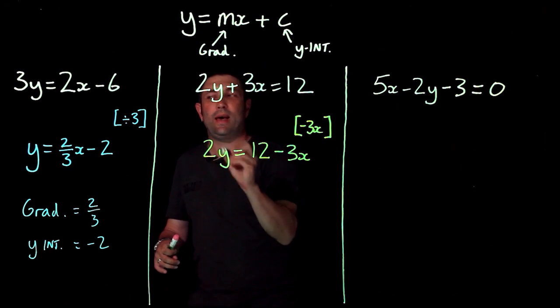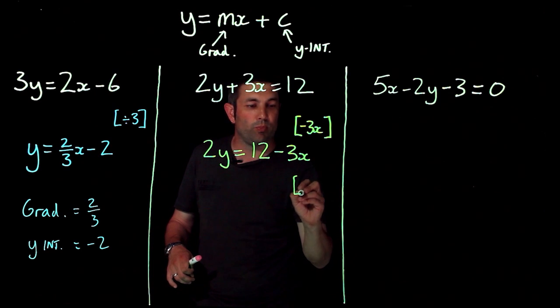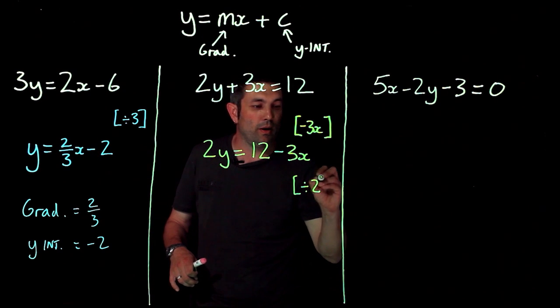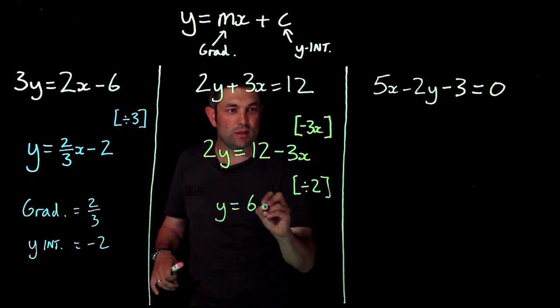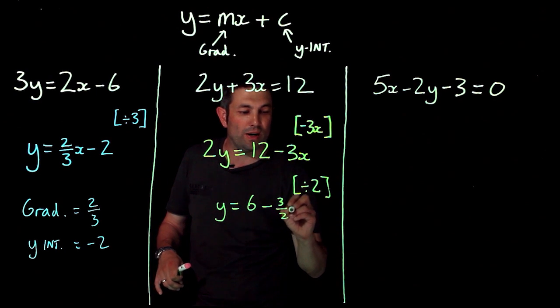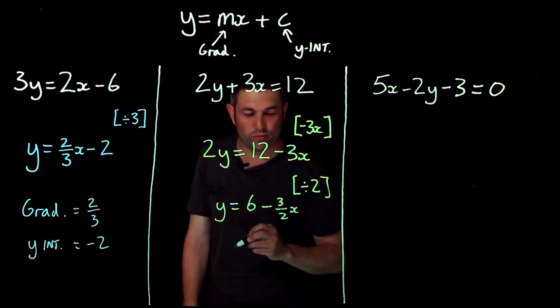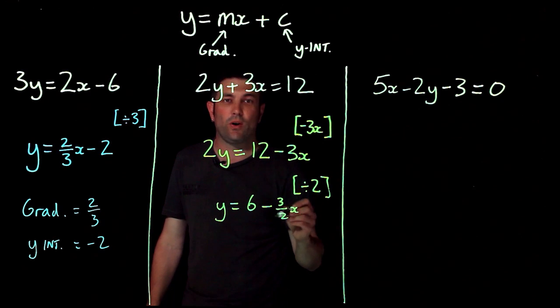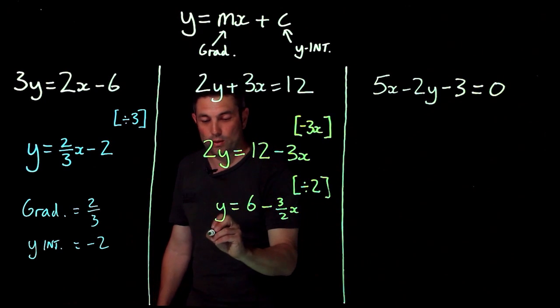Now, again, I've got two y's. Where I had three y's over here, I've got two y's here. So you've probably guessed we're going to divide by 2. So y equals 6, take away 3/2 x, and I'm going to leave it as a fraction again. If you wanted to put 1.5, that's absolutely fine, it doesn't really matter. But with these equations, I find it's a little bit better to leave it as fractions.